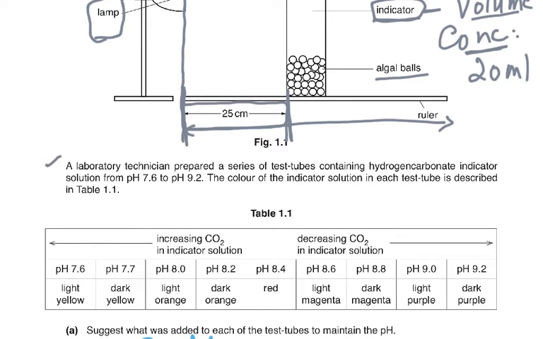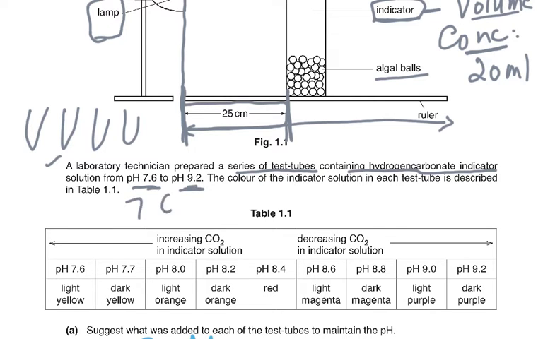A laboratory technician prepared a series of test tubes, 1, 2, 3, 4, containing hydrogen carbonate indicator solution from pH 7.6 to pH 9.2. The color of the indicator solution in each test tube is described in table 1.1.